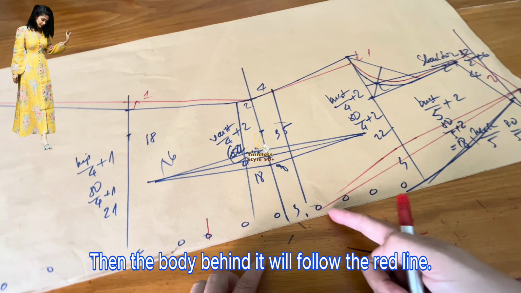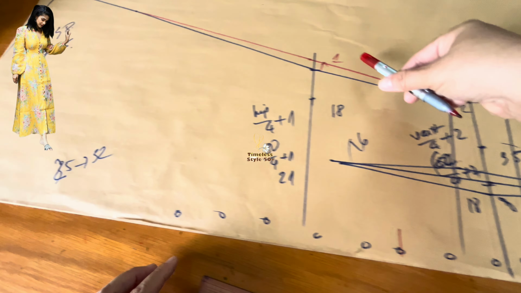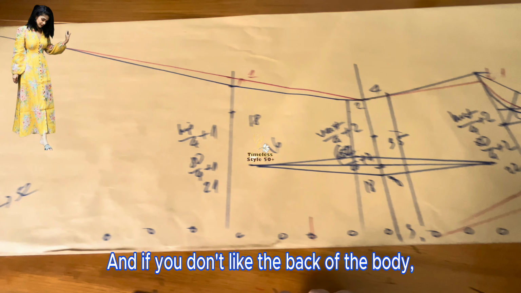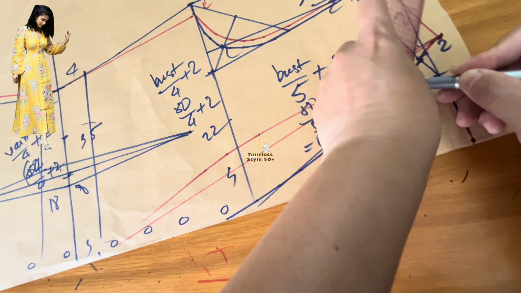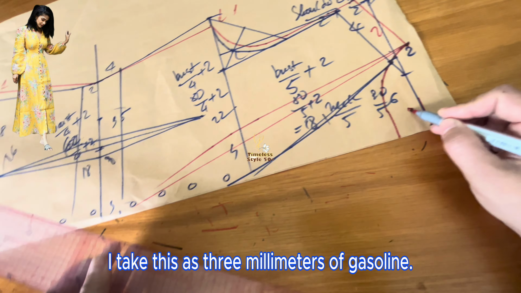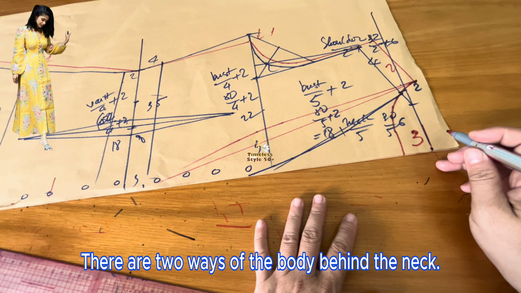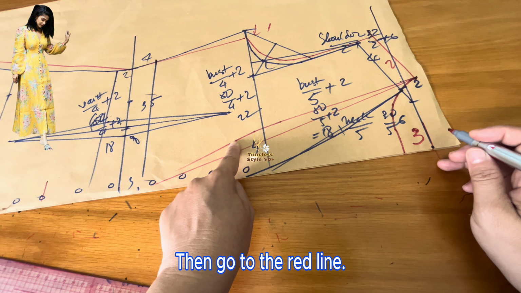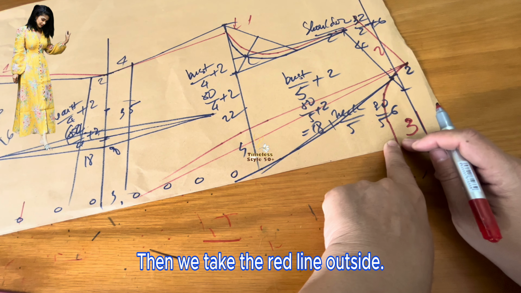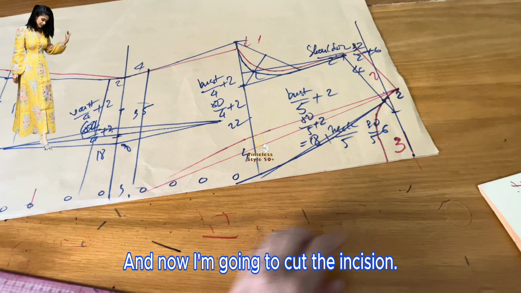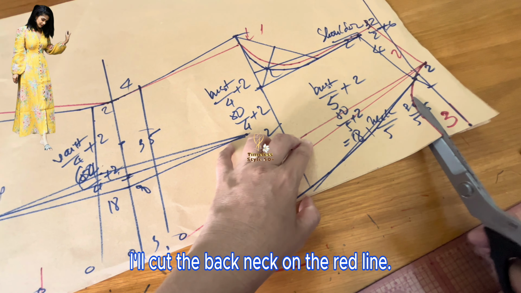Then the back body will follow the red line. Here. And if you don't like the back of the body, then from here, you will go down 3 millimeters of gasoline. There are 2 ways for the back neck. Then go to the red line, and we run out of space. Then we take the red line outside. And now I'm going to cut the incision. I'll cut the back neck on the red line.